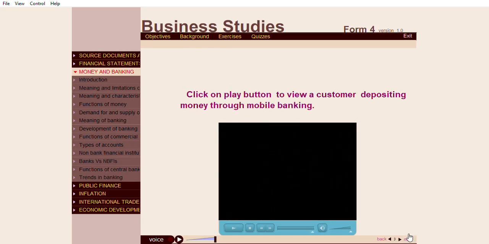Click on the play button to view a customer depositing money through mobile banking.